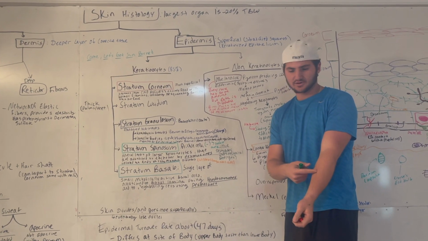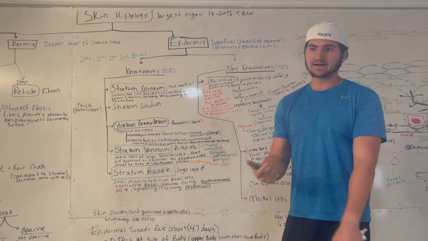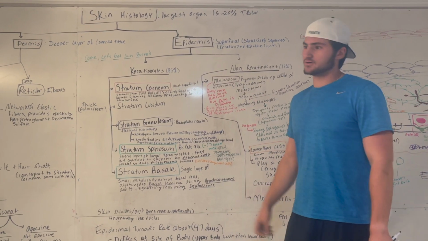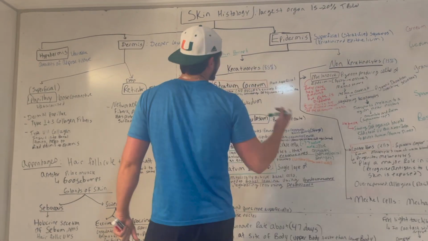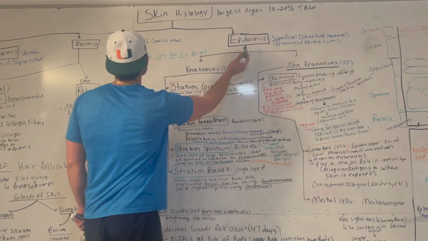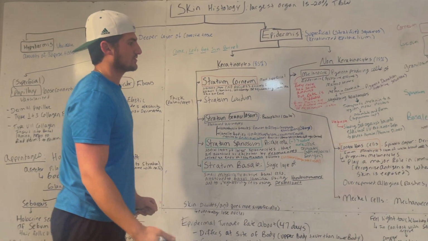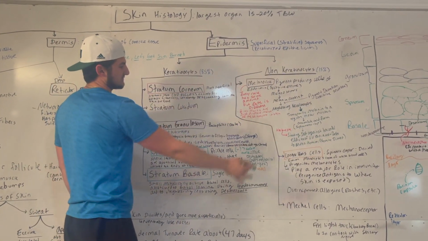It can stretch, it's waterproof, things can go in and out of it, we can sweat through it, our hair comes from it. But I'm going to talk about all the different steps right now. So we have three main layers: the epidermis, the dermis, and the hypodermis. The most important one that we're going to talk about is the epidermis. That's what I have in the middle.